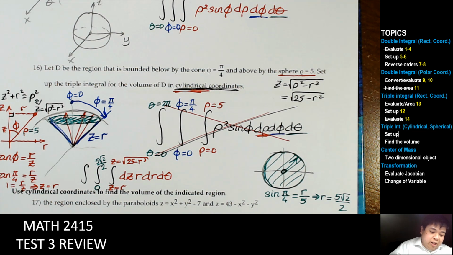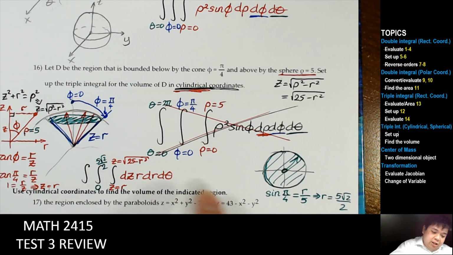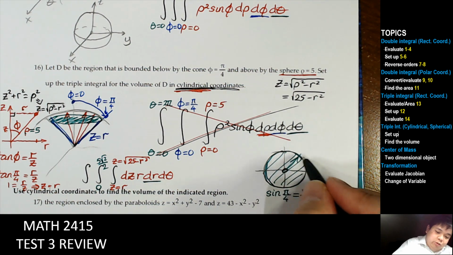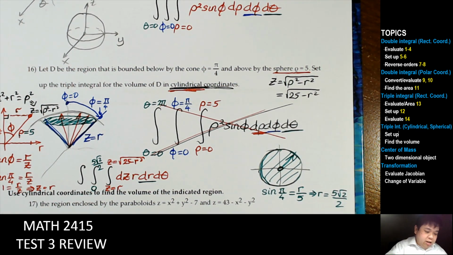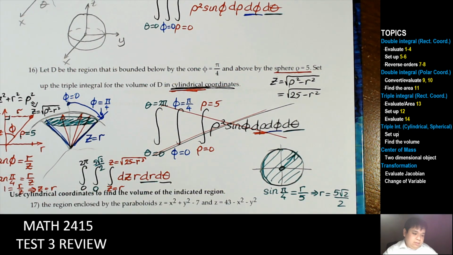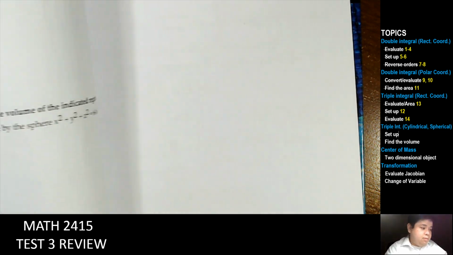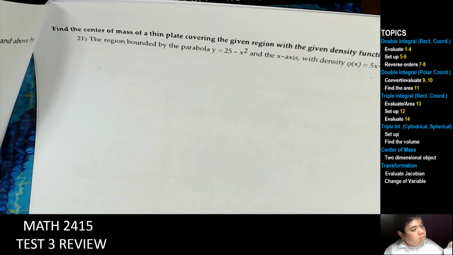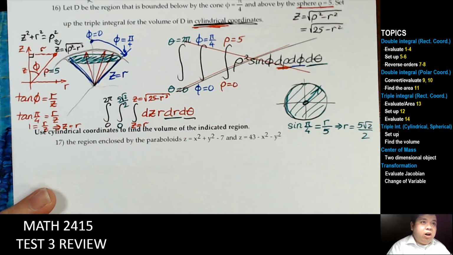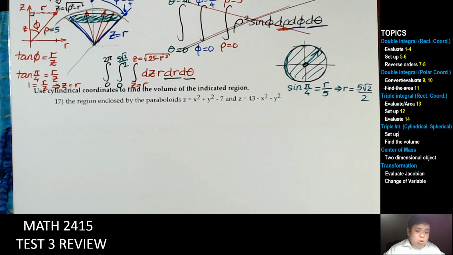And then theta would be easy. The limit for r is from 0 to 5 square root of 2 over 2, and for d theta, just 0 to 2 pi. Right, so that's 16. We set it up. Now we use cylindrical coordinates to find the volume. Now we're just going to set it up.